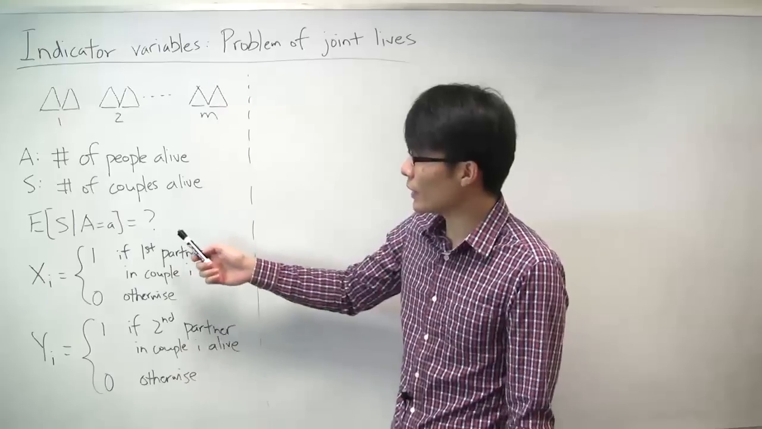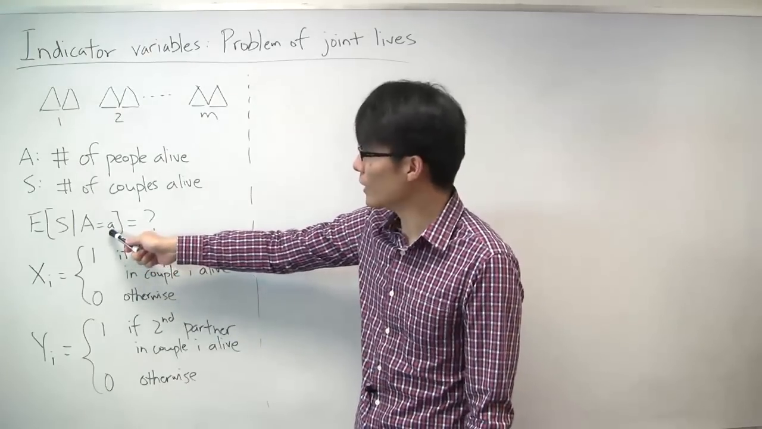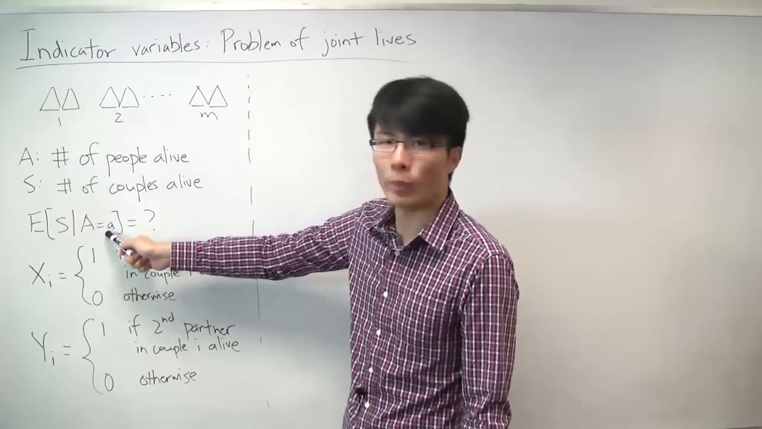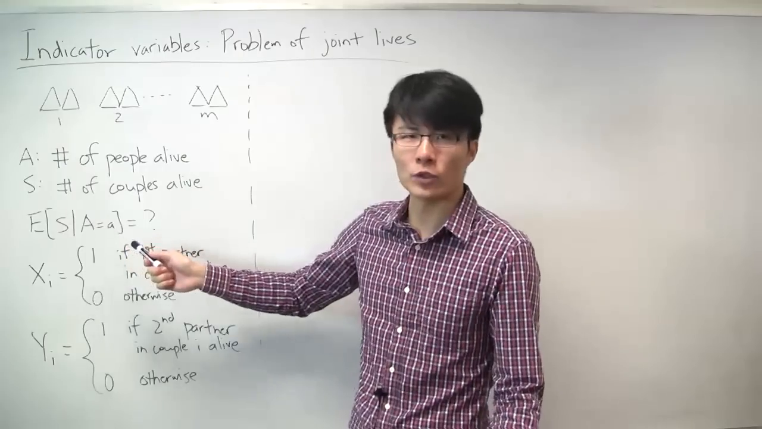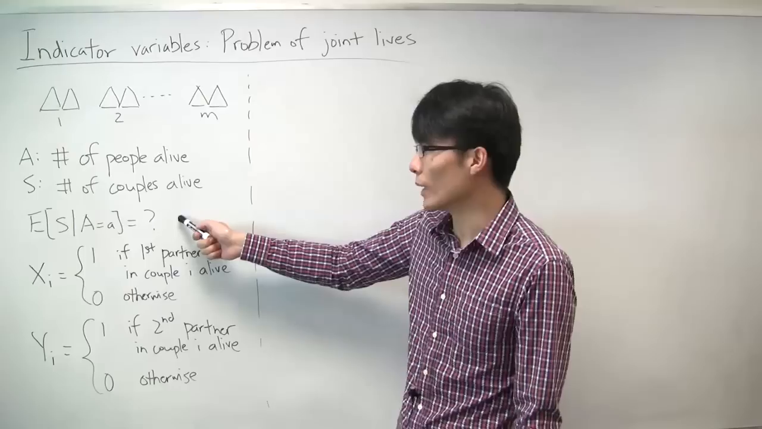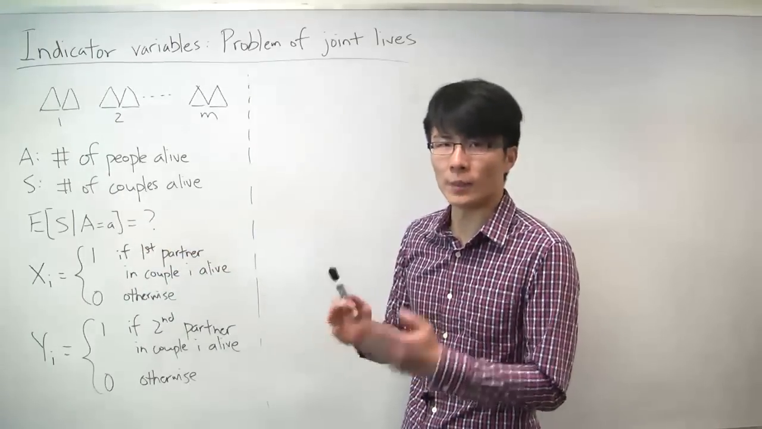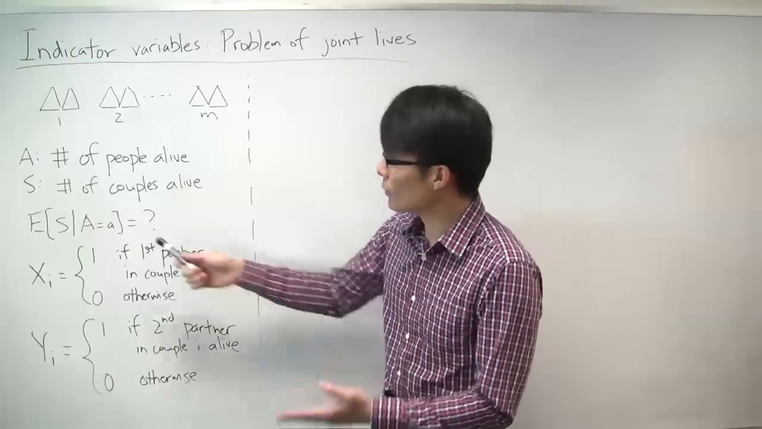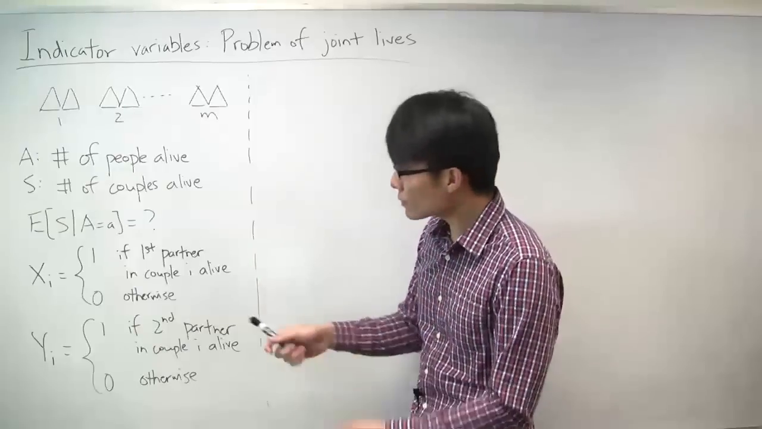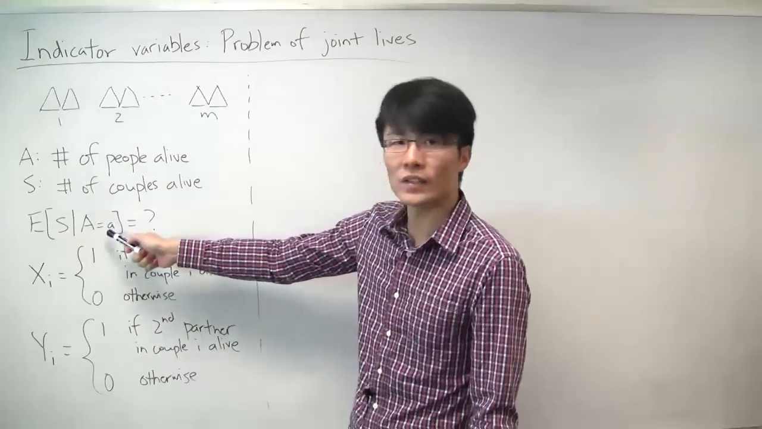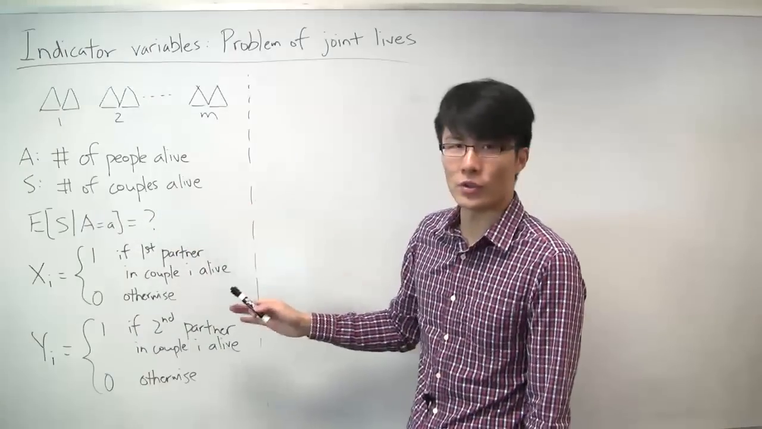Now, you might think the answer is pretty obvious. It's probably a over 2, right? If there are little a people left, and each couple has 2 people, then there must be a over 2 couples left. But in fact, that's not right, because in order for a couple to be alive, both people in that same couple have to be still alive. And that may not be the case for all the a people who are still alive. They may not just happen to fall into couples. So the answer should be less than a over 2. Exactly what it is is less obvious, and we'll have to do some calculations to find it.